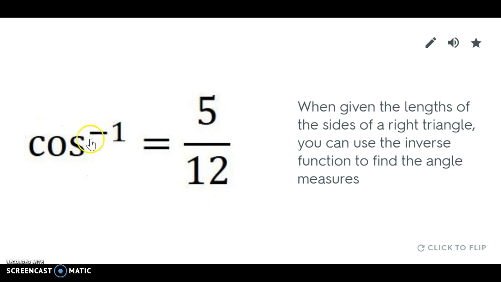This inverse is to the -1. This will help you find the angle degree. And so you just set it up where it's cosine, but because I don't know what my angle is, it'll be the inverse that we use.